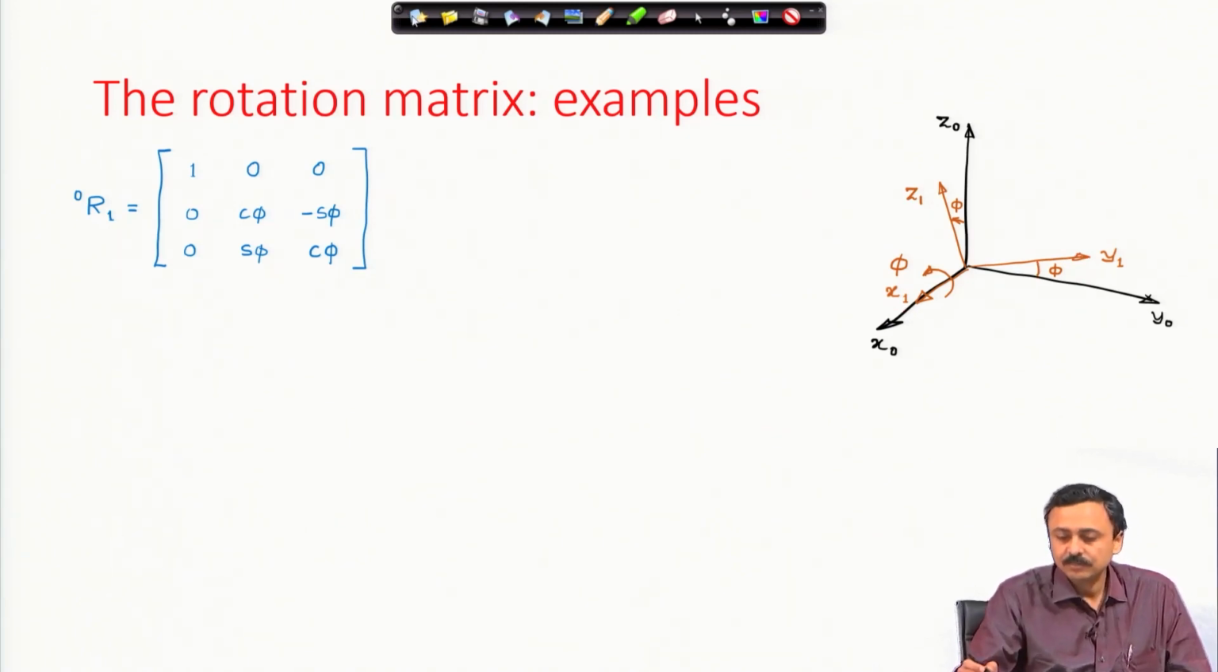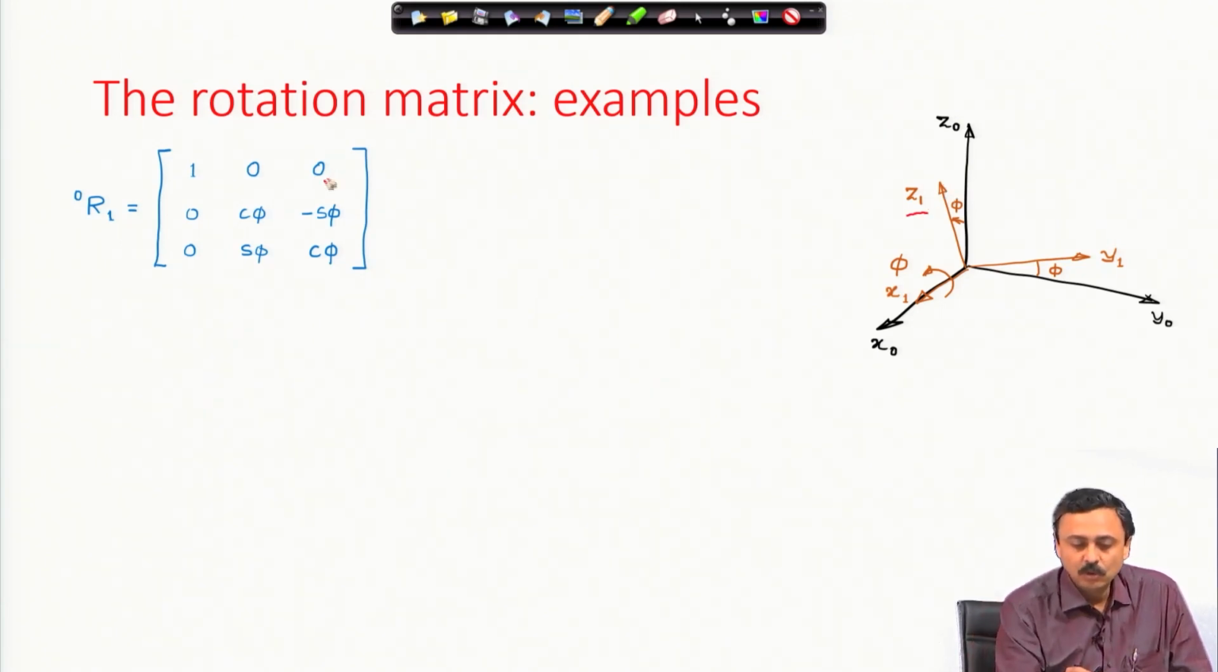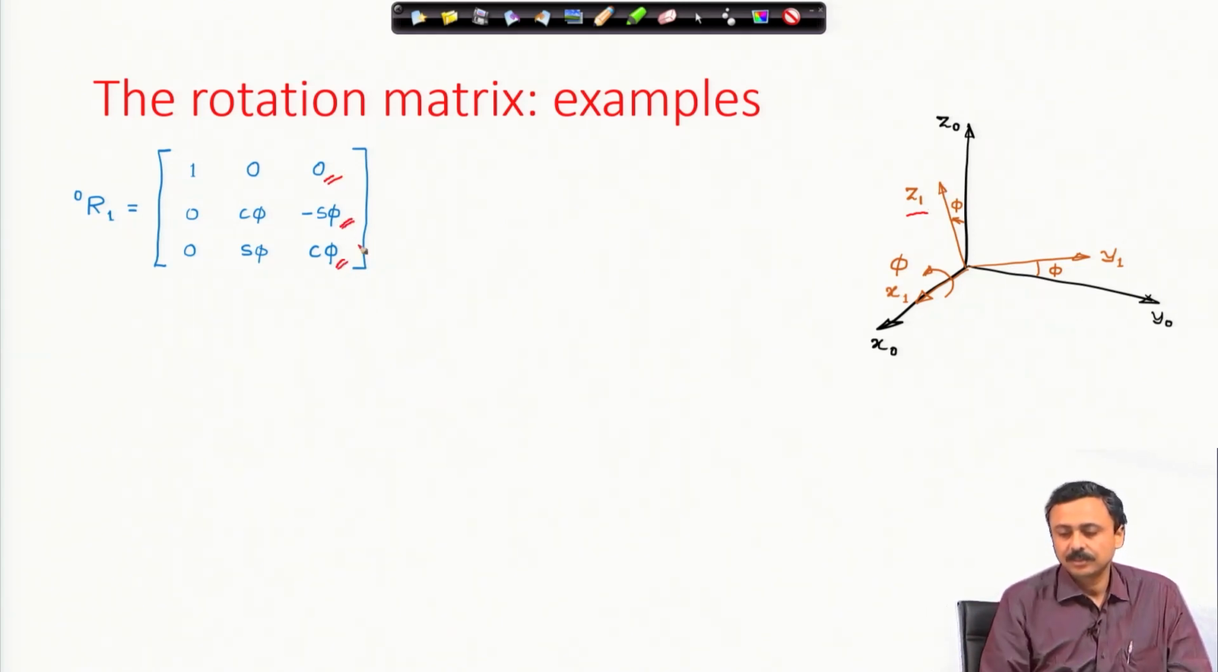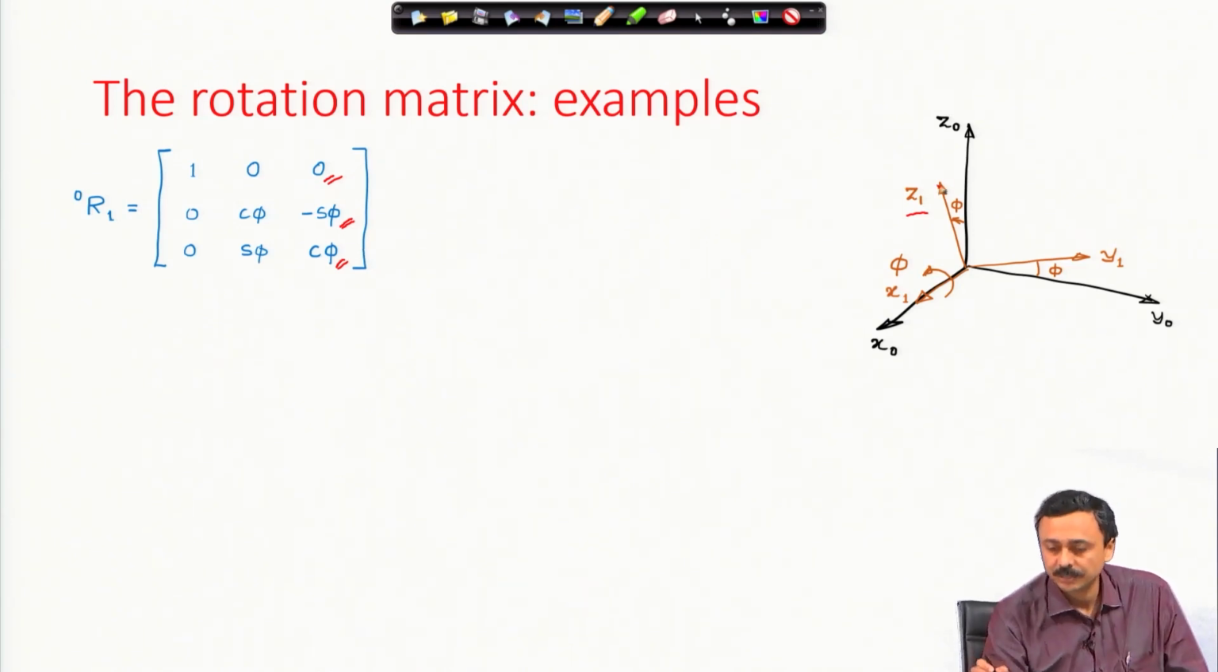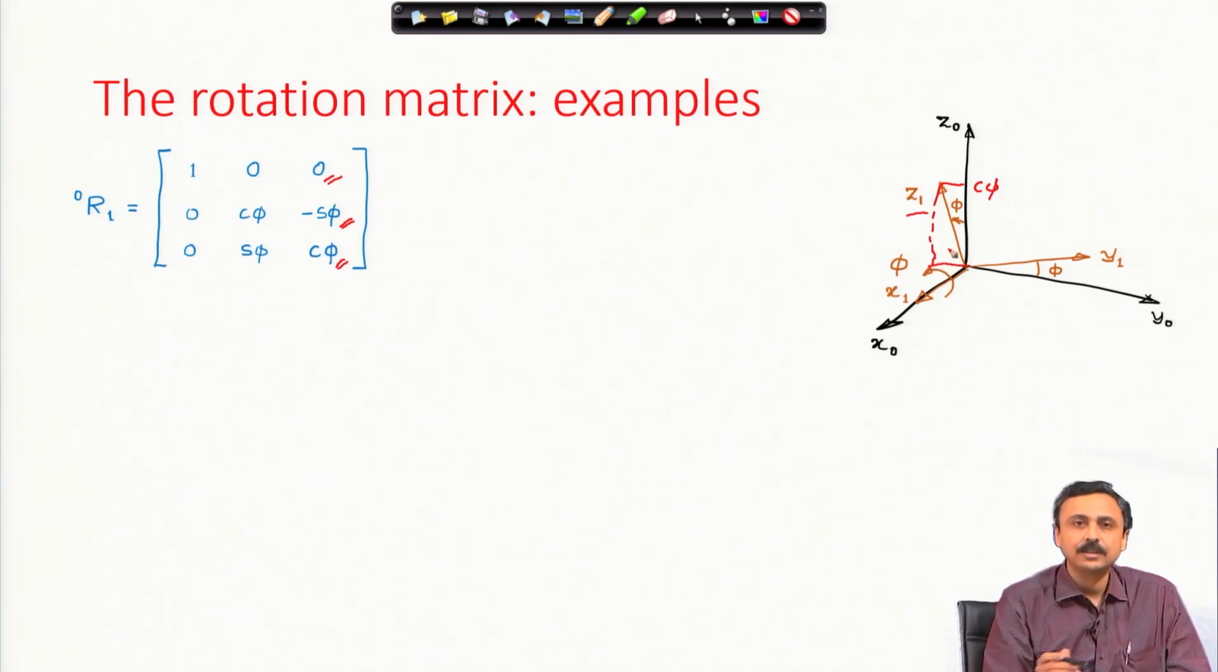Finally, the third column is the representation of z 1 in x 0 y 0 z 0. And how do I represent that? There is no component along x, along y it is minus sin phi, along z it is cos phi, that you can check. This is cos phi, and along y it is on the negative side, therefore, minus sin phi.